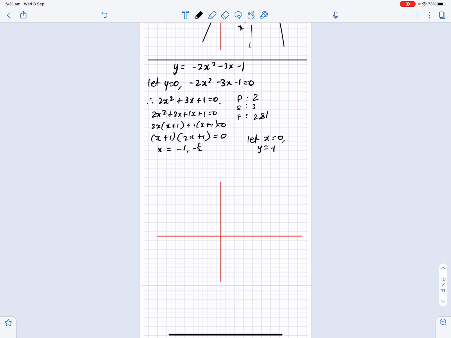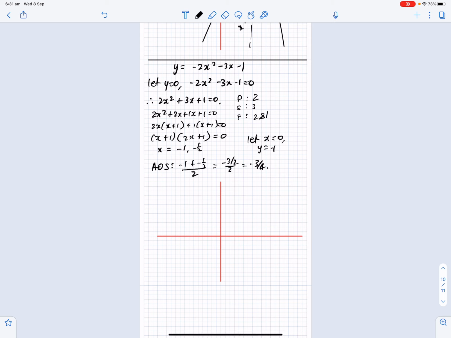And now your axis of symmetry. Your axis of symmetry is halfway between the two x-intercepts. Minus 1 minus a half is minus 1 and a half. Minus 1 and a half divided by 2 is minus 3 on 4.